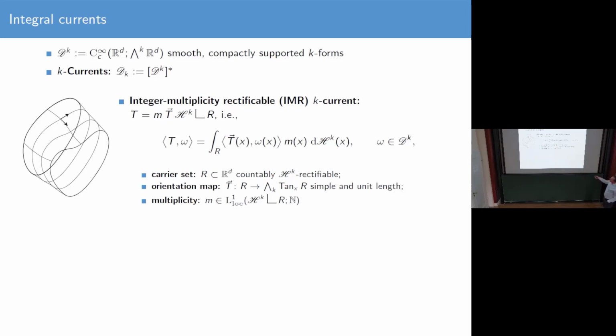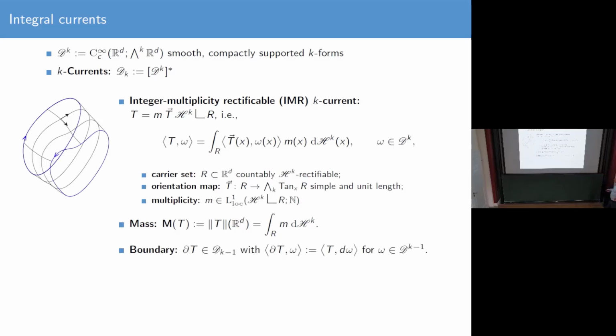And then you have a multiplicity, so in principle, if it's just one sheet, think of the multiplicity as constant and equal to 1, but maybe it's 2 when you overlap. And then if you do this, you can get the mass, which is the volume or the area, depending on what K is.